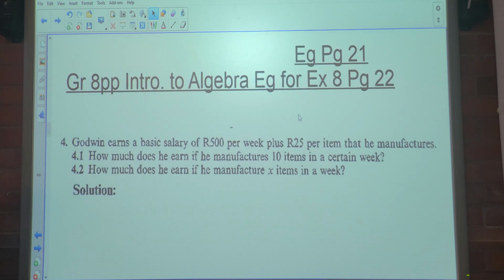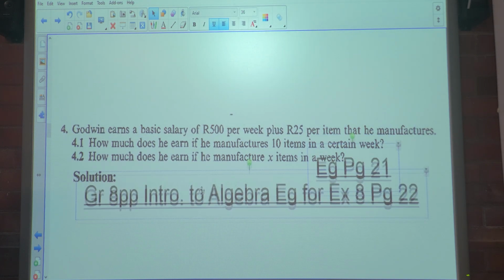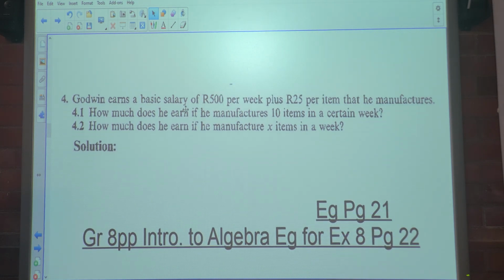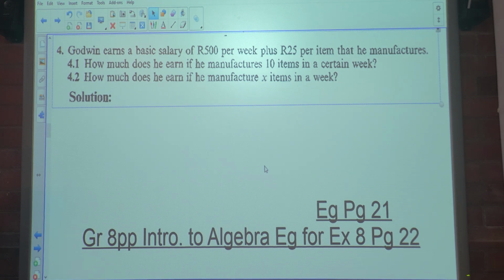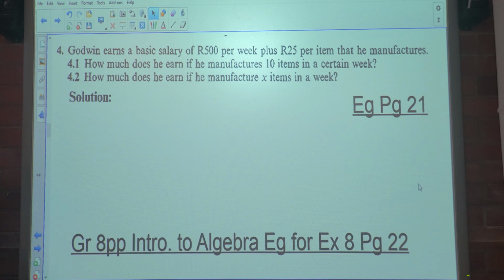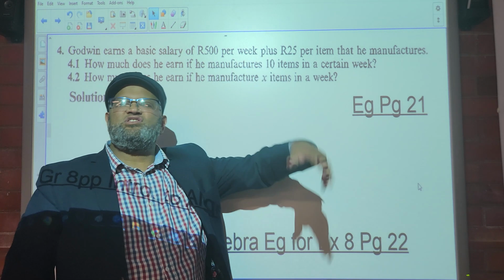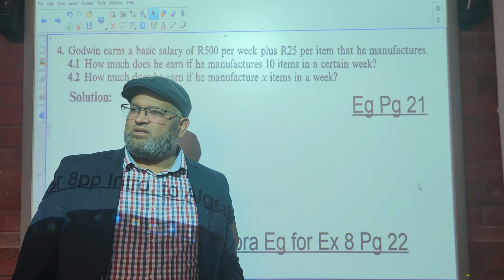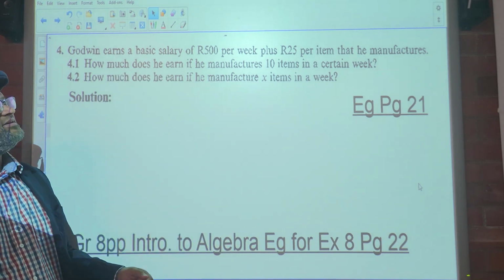Let's look at number 4. Godwin earns a basic salary of 500 Rand per week plus 250 Rand per item that he manufactures. How much does he earn if he manufactures 10 items in a certain week? What if he produces no items?